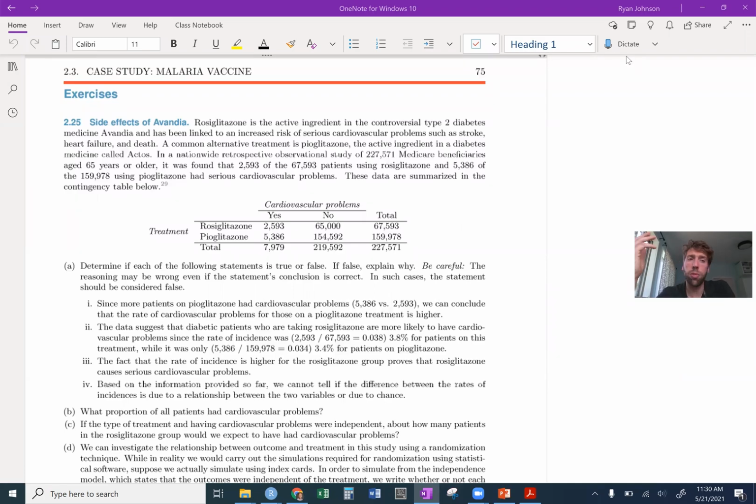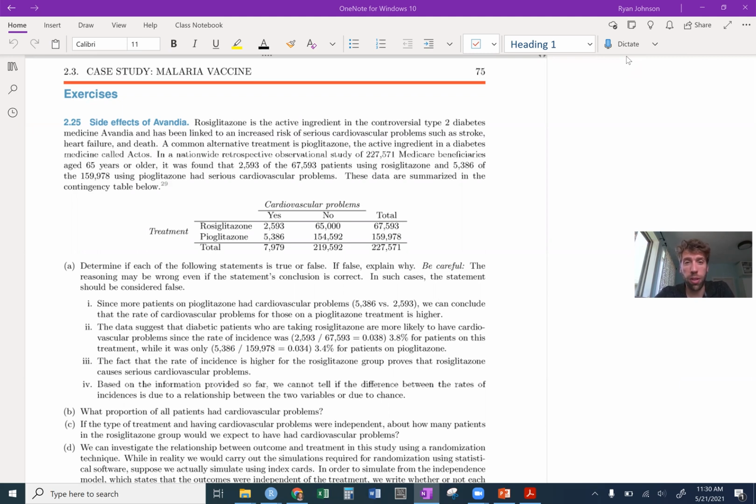Okay, so now I'm going to go through exercise 225. This is something we would have done in class together. So, side effects of Avandia. We've got this drug, rosiglitazone. The R drug is the active ingredient in the controversial type 2 diabetes medicine Avandia. It has been linked to an increased risk of serious cardiovascular problems such as stroke, heart failure, and death.